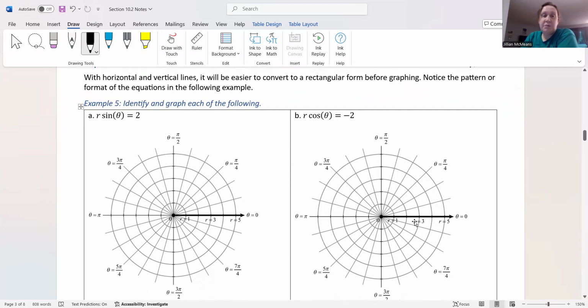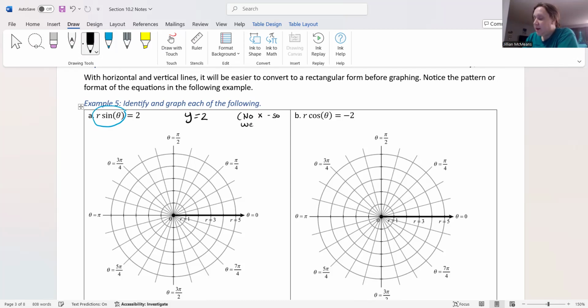So we have example 5 here, identify and graph each of the following. The first example we have is r times sine theta equals 2. So what this one is going to do is, well, we're going to convert it first to rectangular, and then you're going to see what it's going to do. Please remember, we do have a substitution for r times sine of theta. We know that r times sine of theta is just y. So let's go ahead and do the substitution, and we get y equals 2. We'll notice there's no x.